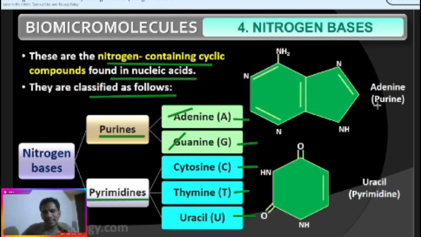So adenine is one kind of purine, and uracil is one type of pyrimidine. Purines are double ring structures, whereas pyrimidines are single ring structures, right? See here, nitrogen NH, NH2, N. These are the adenine structure and the uracil structure given on the screen, right?